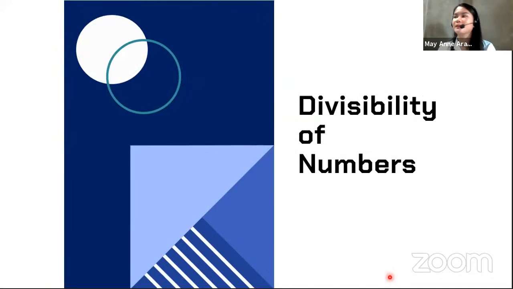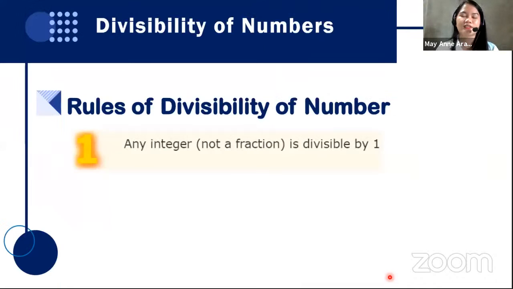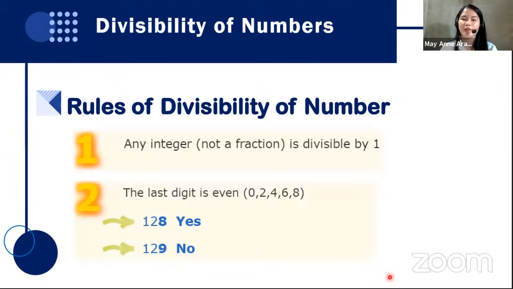Okay, next we have the divisibility of numbers, so divisibility rules. For 1, any integer, not a fraction, is divisible by 1. It's just very basic. And for 2, if the last digit is an even number, so for example 0, 2, 4, 6, 8, then that number is divisible by 2. For example, 128 ends with 8, and 8 is an even number. So we know that 128 is divisible by 2.